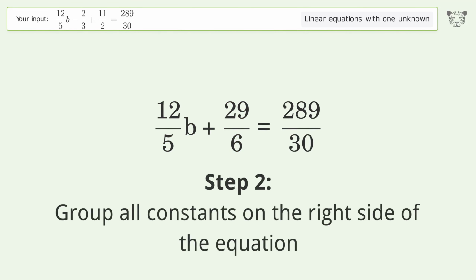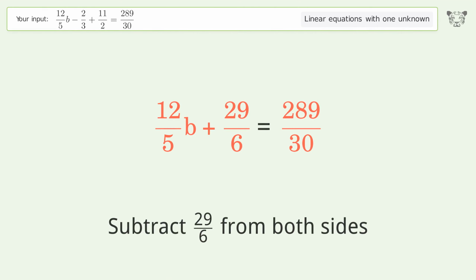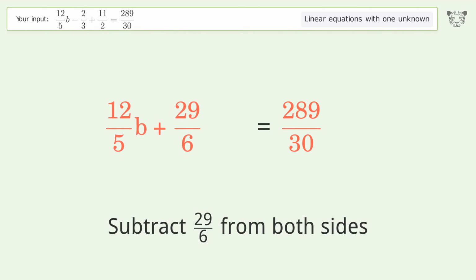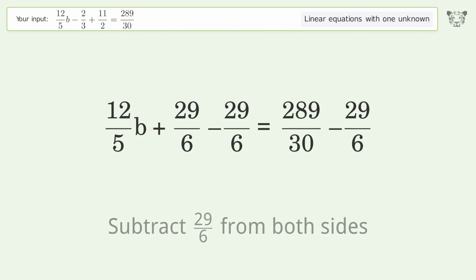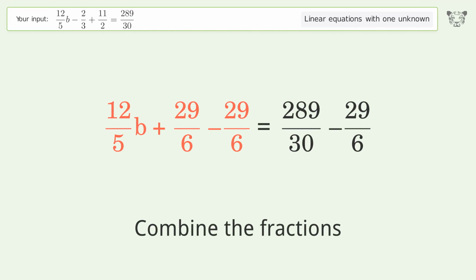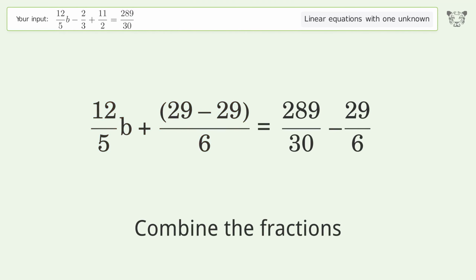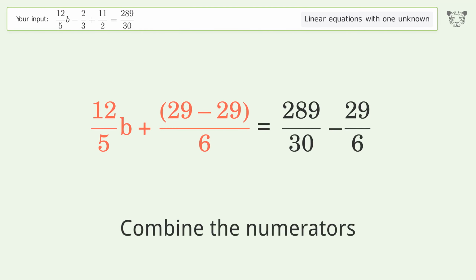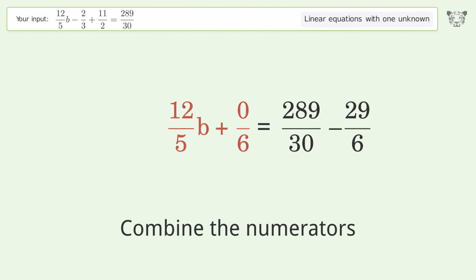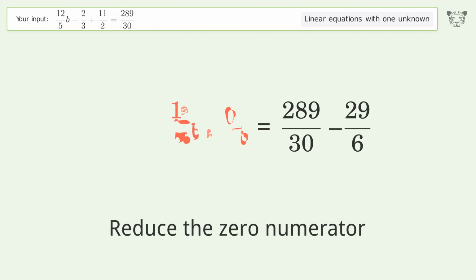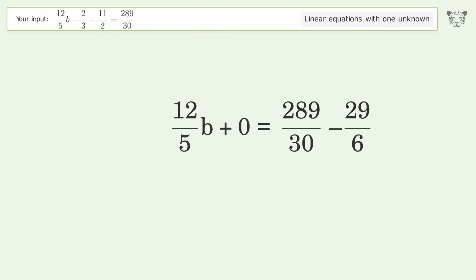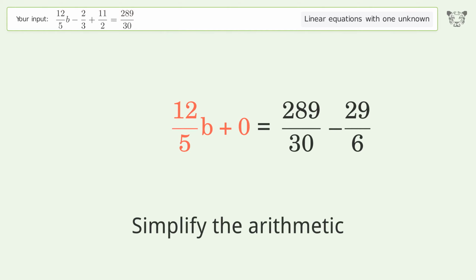Group all constants on the right side of the equation. Subtract 29/6 from both sides. Combine the fractions. Combine the numerators. Reduce the zero numerator. Simplify the arithmetic.